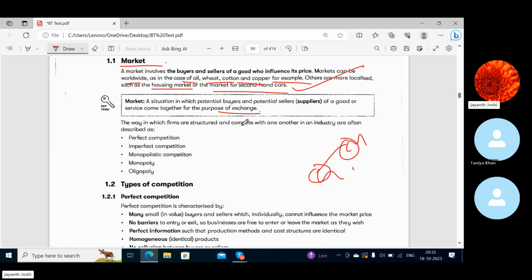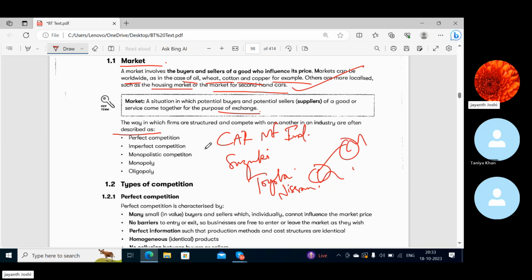And the way in which firms are structured and compete with each other in an industry is often described as market structure. There are many firms in a particular industry. If I say the car manufacturing industry, it has so many firms, like Suzuki, Toyota Motor Company, Nissan. There are many companies, so the way in which firms are structured, how the firms are established in an economy, and how they are progressing, how is their growth, how is their development, all these things we see.